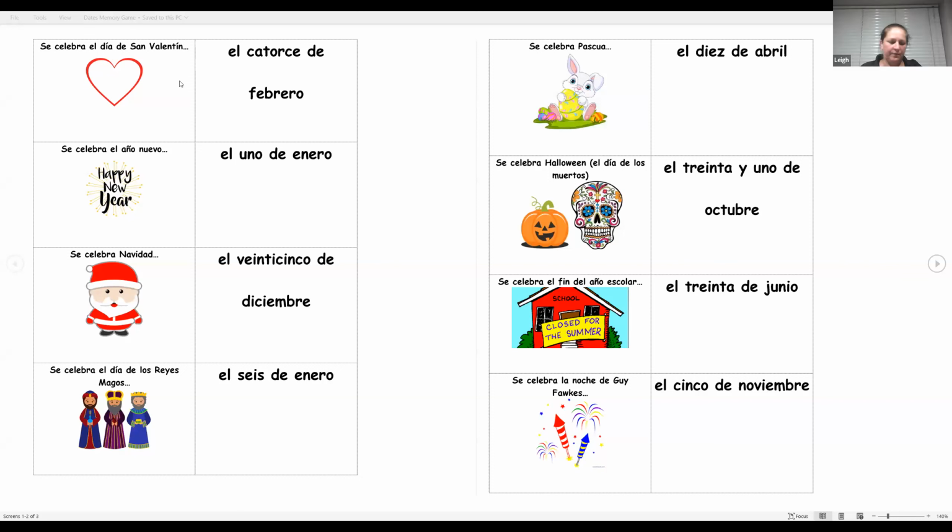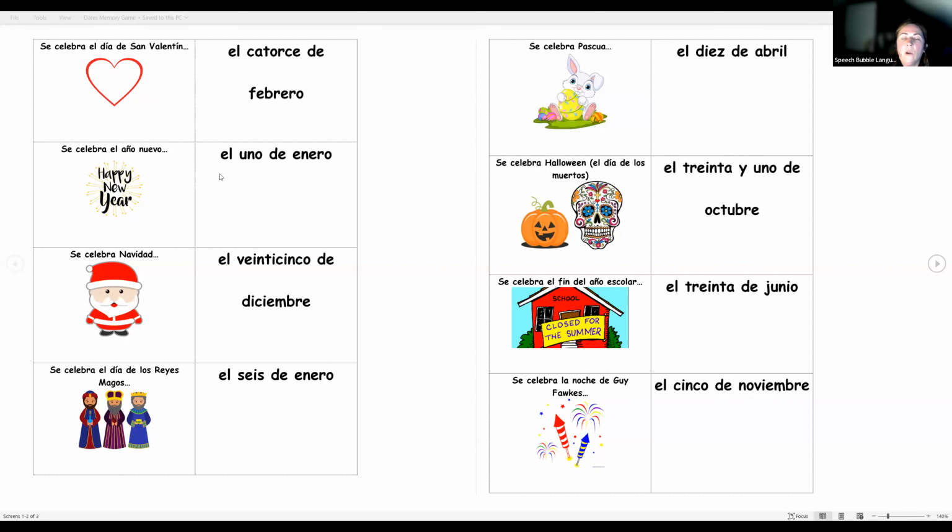Okay, so el día 14 de febrero. What day is this? 14th of February. Yeah, the day that is Valentine's Day. So el día de San Valentín is el 14 de febrero. Okay, el día de San Valentín.